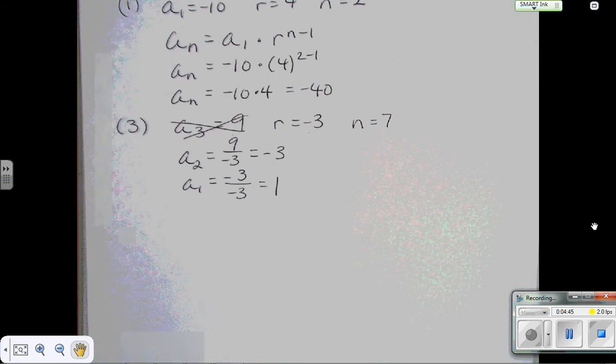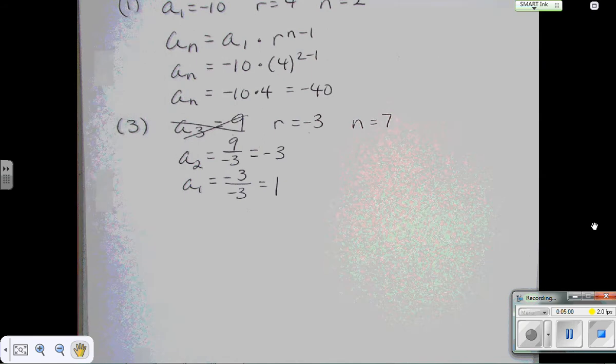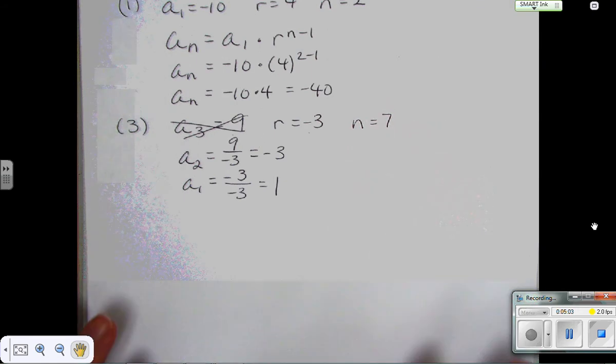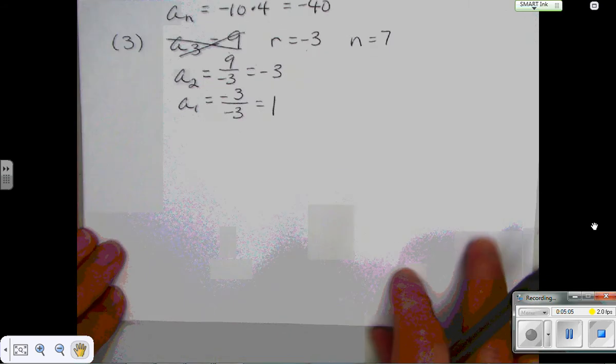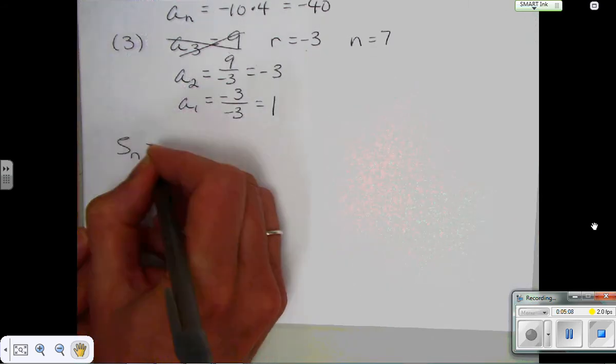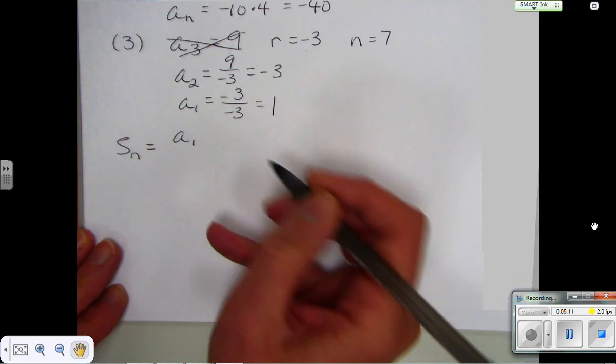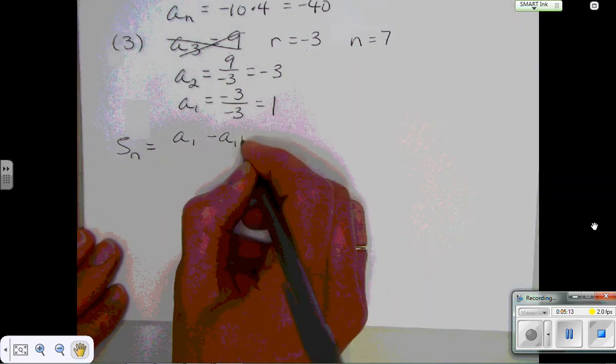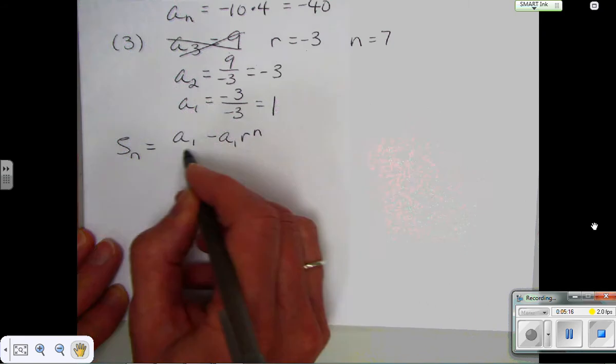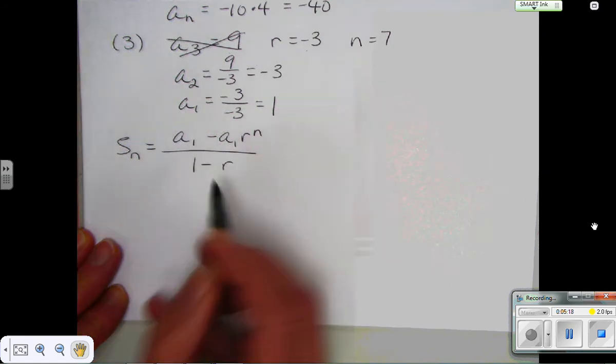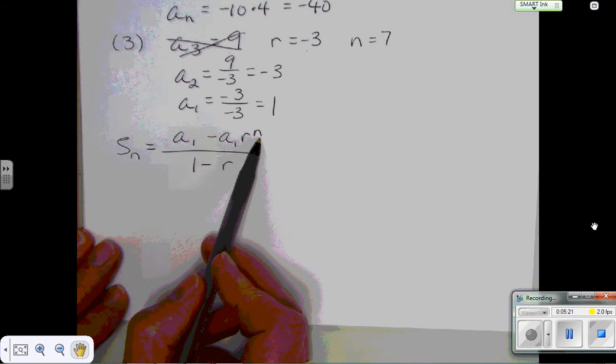Okay, let's look on the other page, page 20. We're going to find some partial sums. A geometric series is the sum of the terms of a geometric sequence. The sum of the first n terms of a series is denoted S sub n, and they give you two equations that you can use to solve for the partial sum. The first one, you need the first term, the rate, and how many terms there are. So you need a sub 1, r, and n. N is how many terms there are.